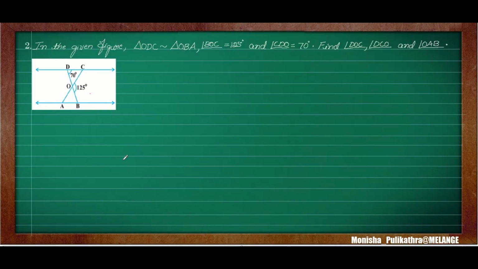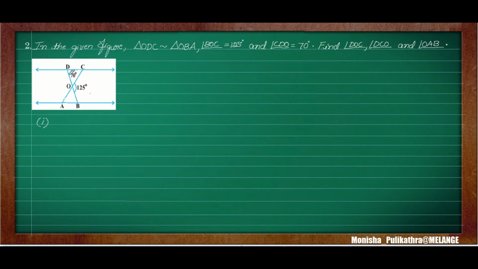Okay. Moving on to the second problem of exercise 2.3. Here, in this diagram you can notice that angle D is given and the center angle O is given. So we need to find DOC, this angle. The next one is DCO, this angle. And the last one is OAB, this angle. So these three angles we need to find.